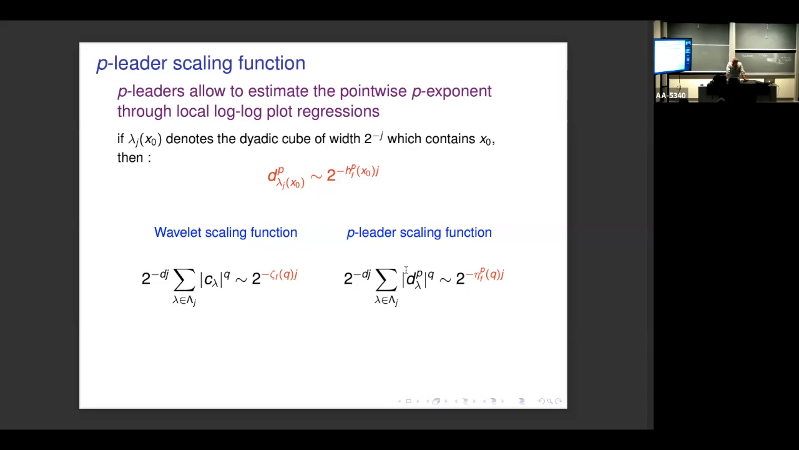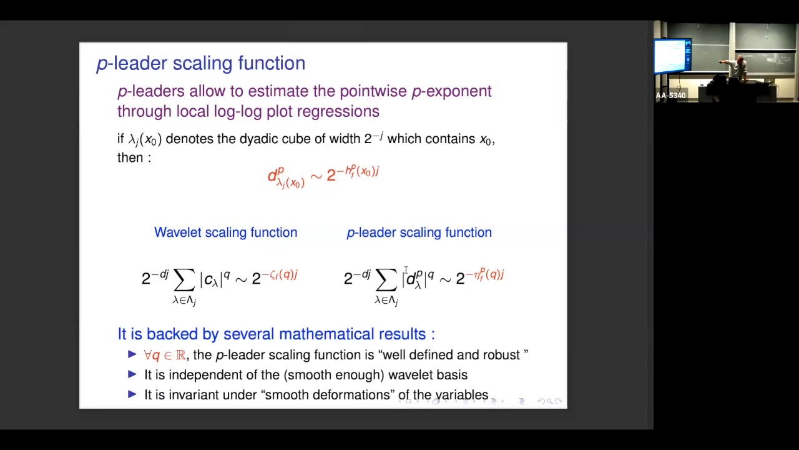And the idea is to derive by the same formula, by a log-log plot regression, a scaling function. And the advantage of taking leaders or p-leaders is that it's defined in a robust way, even for negative values of the moment, for negative values of q here, which is very important in several applications. Whereas the wavelet scaling function is well defined only for q positive. If you take a q negative, you raise the wavelet coefficient to a negative power, and it's totally unstable because it can be zero or close to zero.